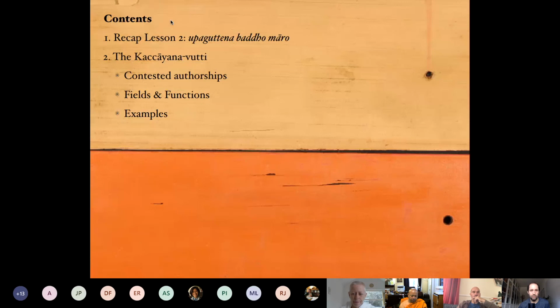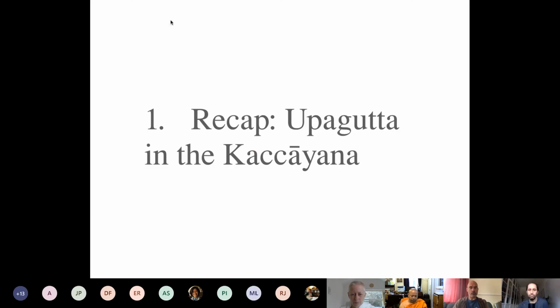So in the main section of today's session, we will look a little bit into the contested authorships of the Kaccāyana Buddhi, which is important also when it comes to understanding its structure. Then we will look into the fields and functions of the Buddhi. That I would say is the main point for today. If you can understand this point in a very basic way, that's enough for today. And finally, of course, some examples to illustrate it. So without further ado, we'll begin with a recap of last section.